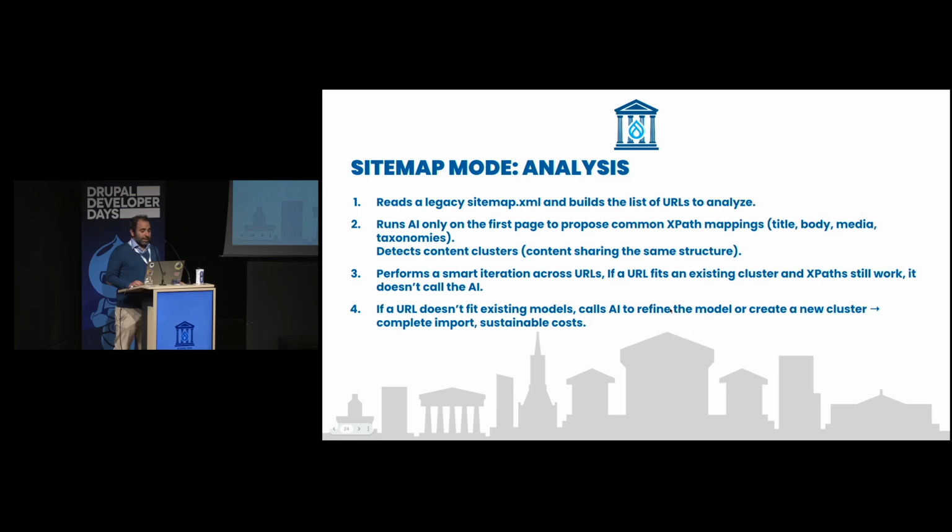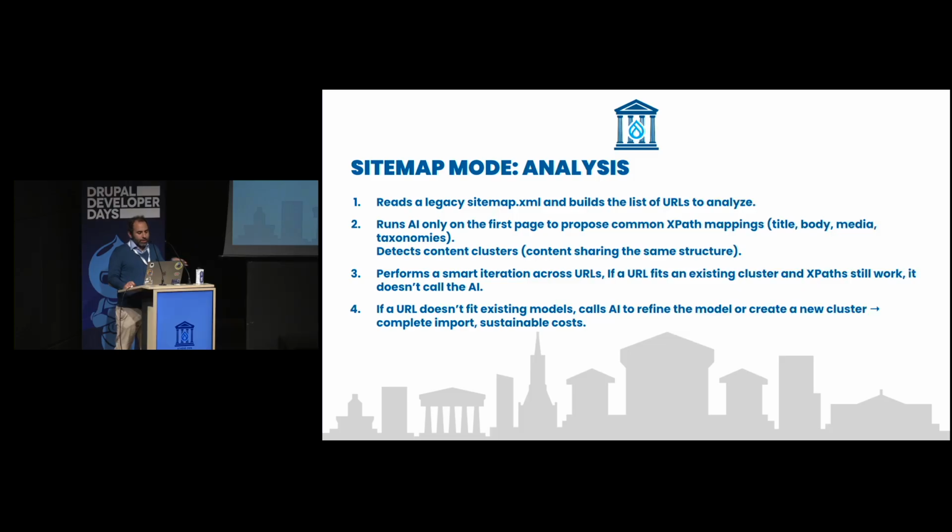In late November 2025, we introduced the new sitemap mode that starts from the analysis of an existing website sitemap. It reads a legacy sitemap XML and builds the list of URLs to analyze. It runs AI only on the first page, proposes common XPaths, and tries to find clusters of content. So instead of running the model and paying to analyze every single page, we use AI once on a representative first URL.